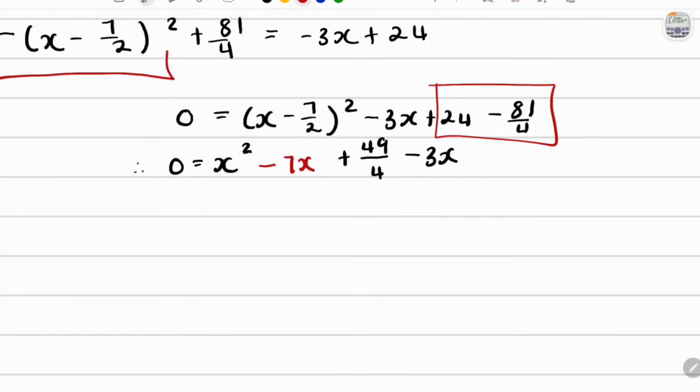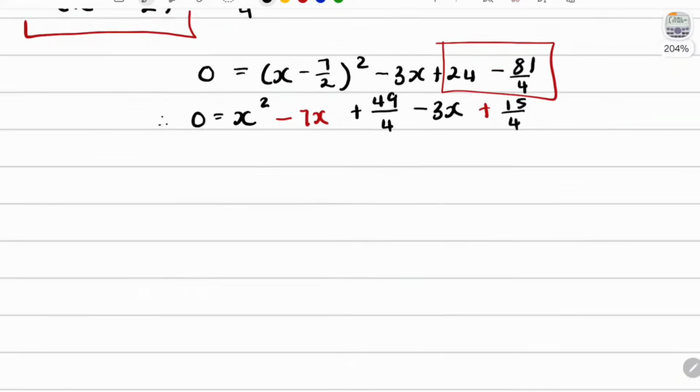Well, you can actually just use a calculator, but you can write 24 as 96 over 4. I'm trying to make the fractions equivalent, so make the denominators the same. And we have minus 81 over 4. 96 minus 81, that is the 9 minus the 8 is 1, 6 minus 1 is 5. So 15 over 4 is what we're going to have there. So positive 15 over 4, sorry, 4, not 14. Okay, so this is what we have.